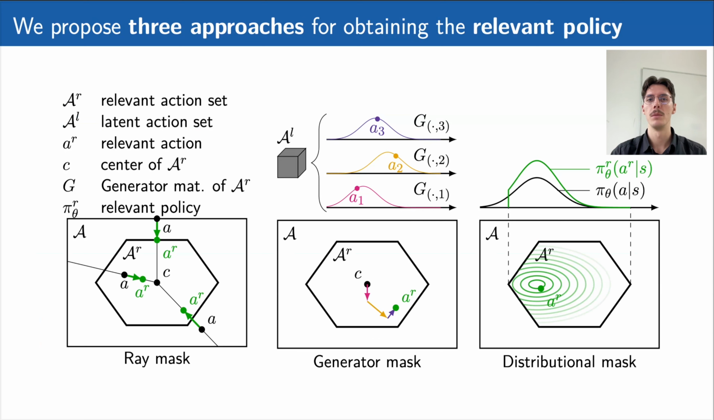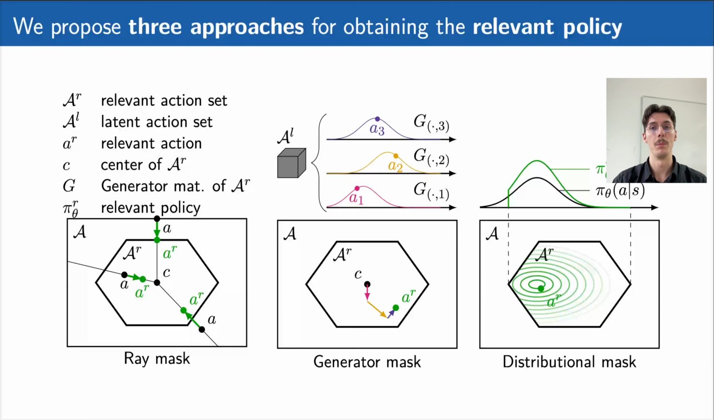For the distributional mask, the relevant policy distribution is the original distribution, just truncated to the relevant action set. We sample from the resulting truncated distribution using geometric random walks. Also, a big part of our work is to derive the effect of these three masking approaches on the policy gradient. You can find the details of the derivation in our paper.